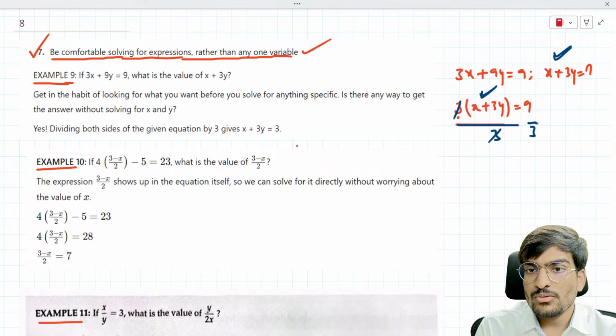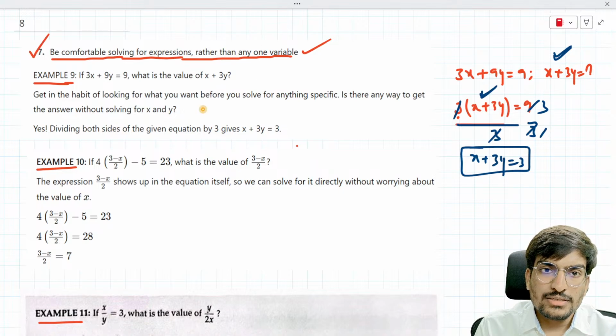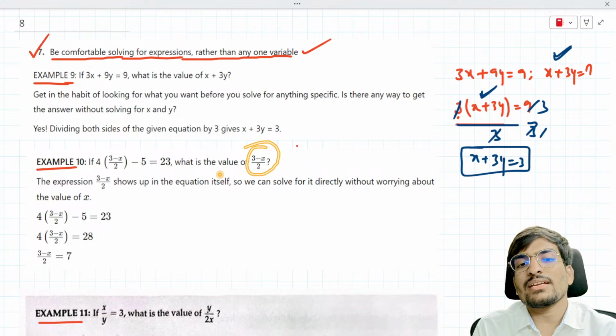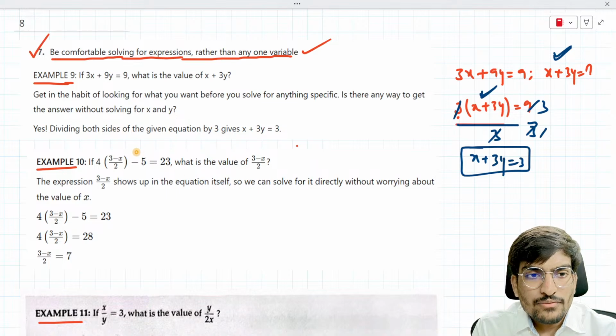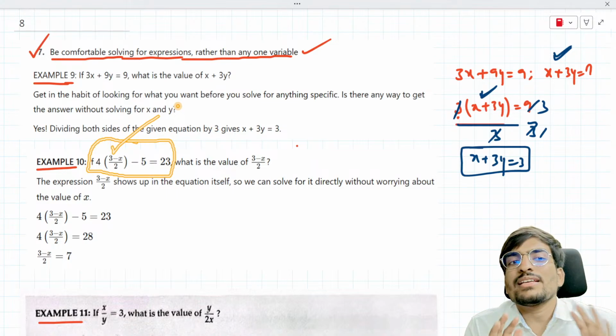So this is out, 3 times 1 and 3 times 3. So x plus 3y equals 3. This is what we need. And in example number 10, they are asking us to find 3 minus x by 2, which is inside this one part they're asking us to do.